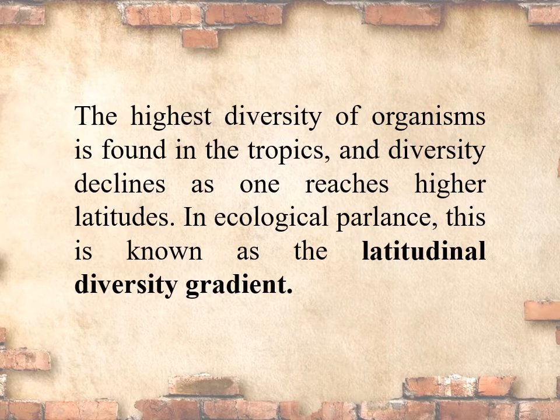So these kinds of patterns we try to observe, and in defining these patterns, we see that the highest diversity of organisms is found near the tropical areas. And as we move from the tropical areas towards the polar areas, we see that the diversity, that means the types of organisms, decreases towards the poles. That means with increasing latitudes, the diversity gradually decreases. In ecological terminology, this is called the latitudinal diversity gradient.